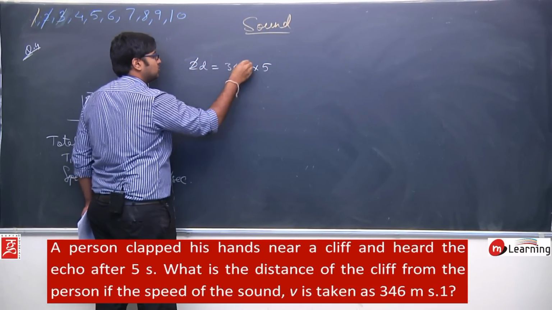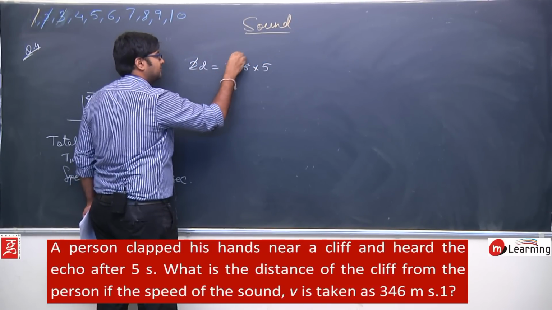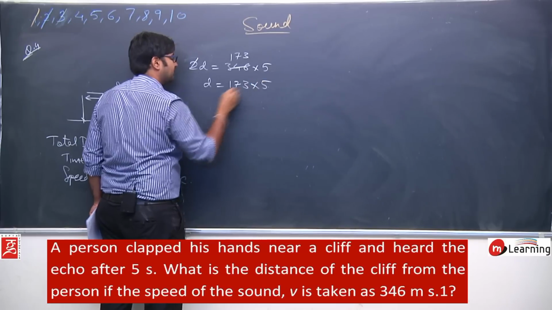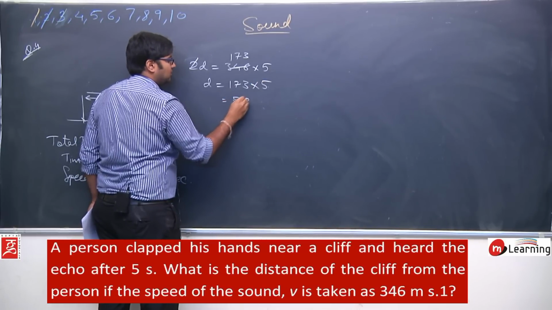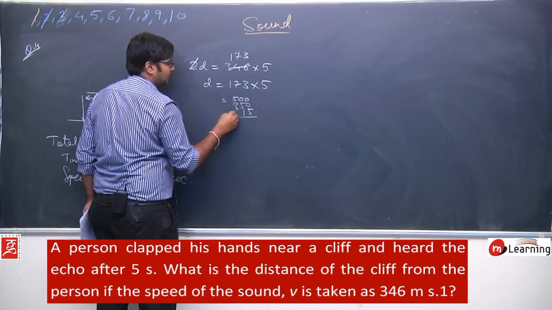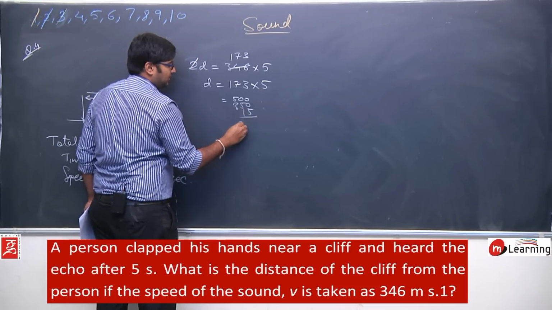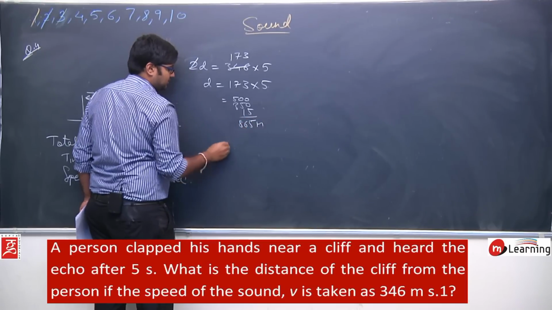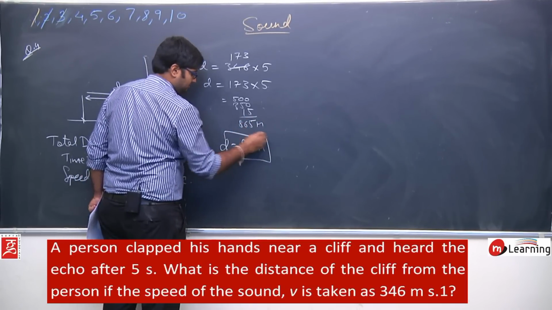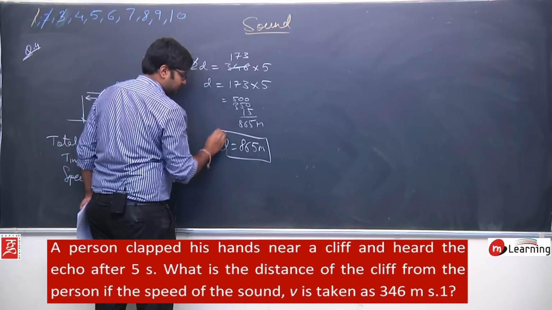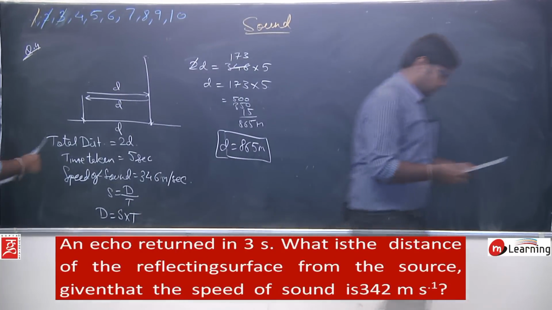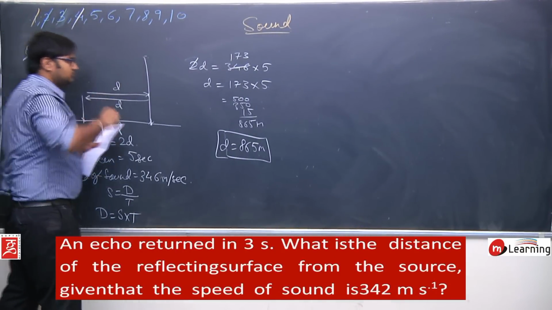So I can cancel the 2 on both sides, 2 ones are 2, and 2 sevens are 14 and 3 is 173. So d will become 173 into 5, that is 500 plus 350 plus 15. So this will come out to be 865 meters. So d will be 865 meters. This is the distance of the hill. So this was question number 4.